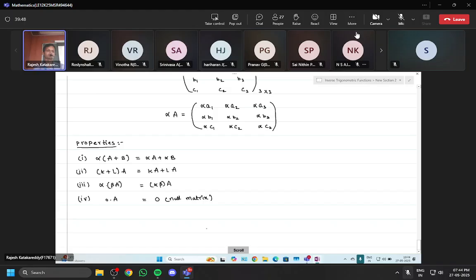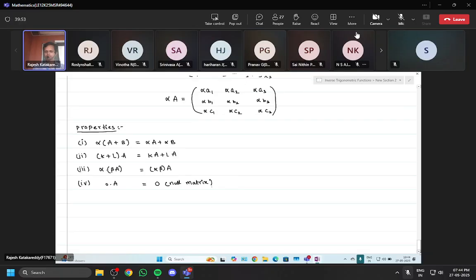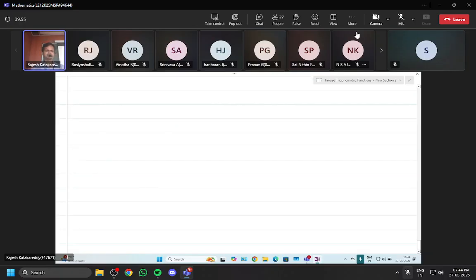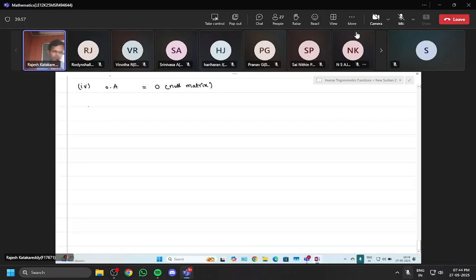Can I scroll up? Everybody copied this? The number is 3, I guess, in operations of matrices. Anybody who wrote 4? Okay, 4.